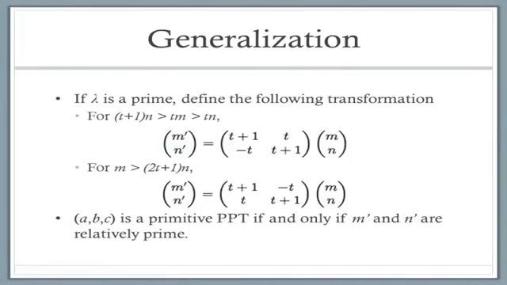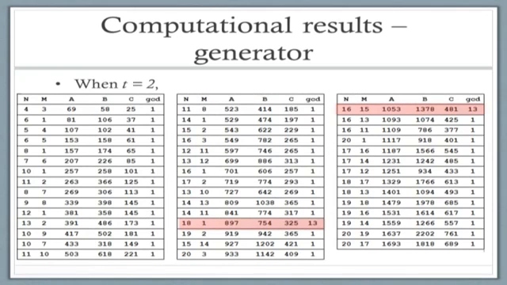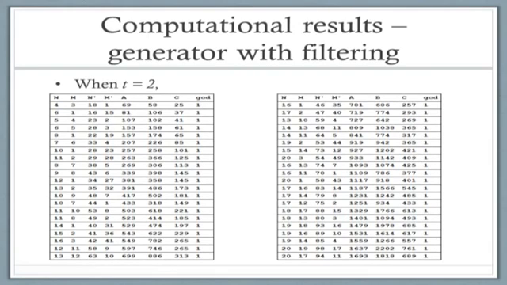Therefore, we introduce a similar transformation from m and n to m prime and n prime. And actually, we can also prove that the PPT with GCD equals lambda will also be eliminated. And this is an example when T equals 2, where we can find some PPT with GCD not equal to 1. Therefore, by this checking, when m prime and n prime are also relatively prime, then we keep it. Otherwise, we throw it away. Therefore, we can generate all primitive PPT for arbitrary T, making lambda a prime.